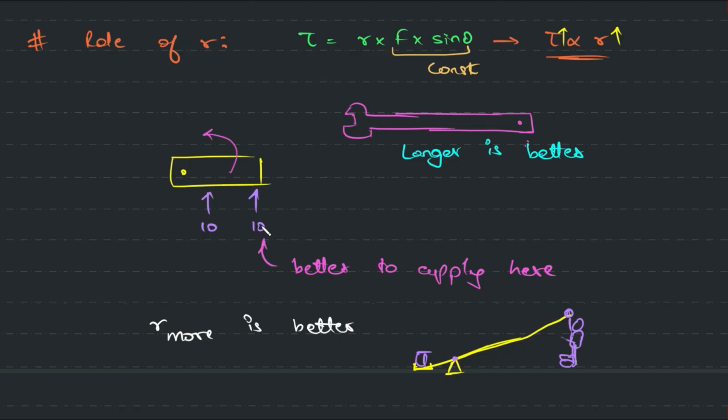R is maximum when you have it further, minimum when it is over here. So applying a force over here gives R to be 0 and tau to be 0. That's the minimum case.